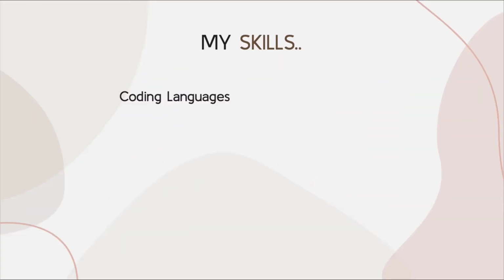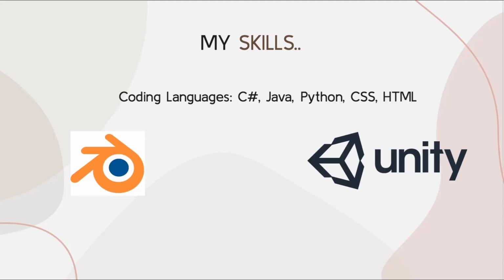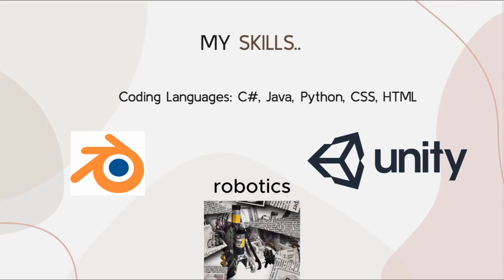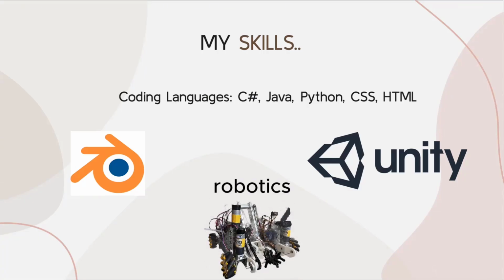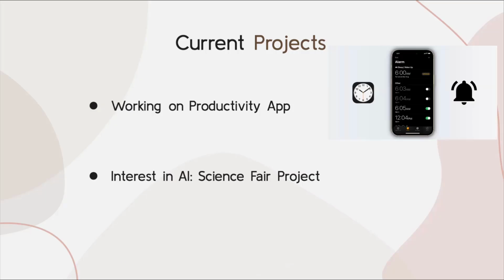Some skills: some coding languages I'm familiar with are C Sharp, Java, Python, and CSS. I also have experience using tools like Blender and Unity. I was also the lead programmer for robotics, so I have some experience with that. Some projects that I'm working on right now: I'm trying to build a productivity app that builds upon Apple's Alarm app.